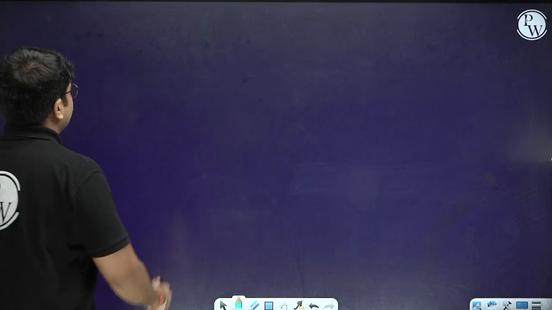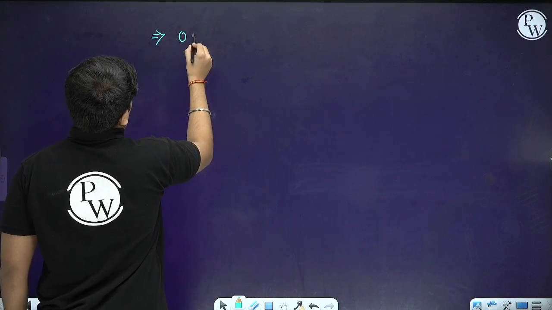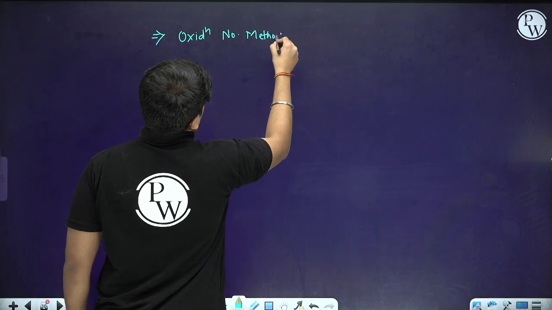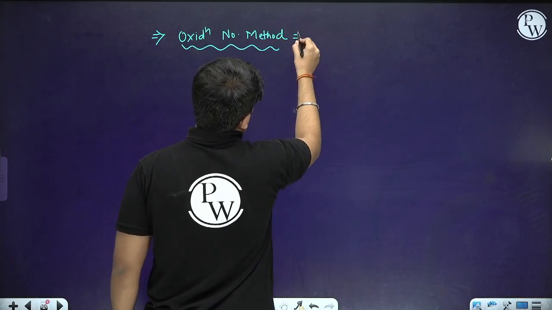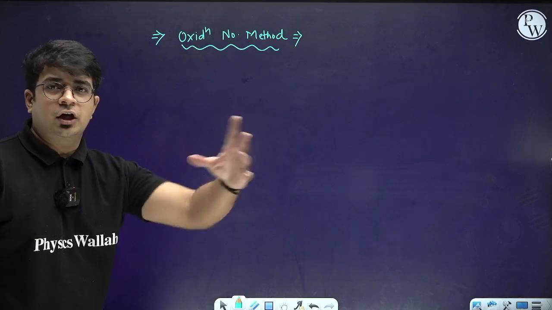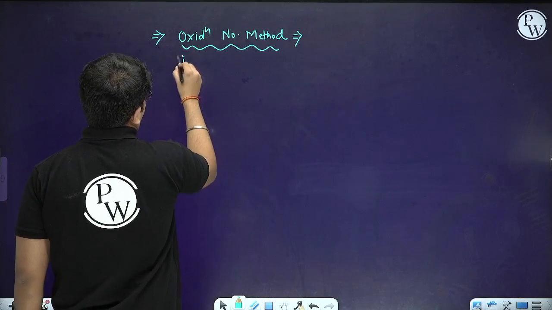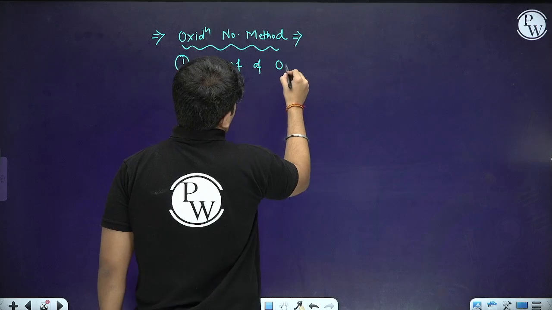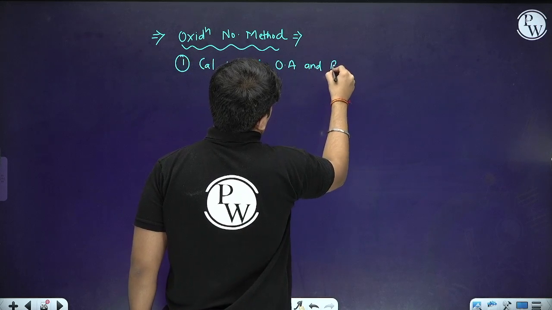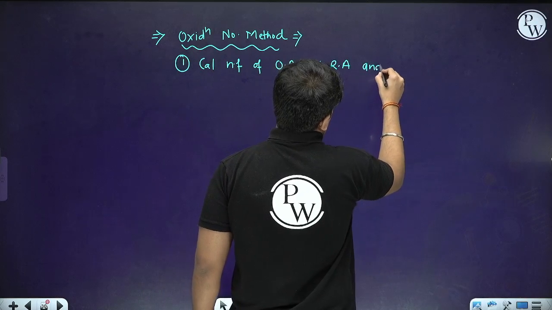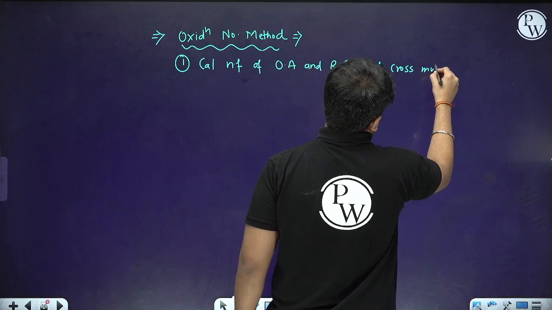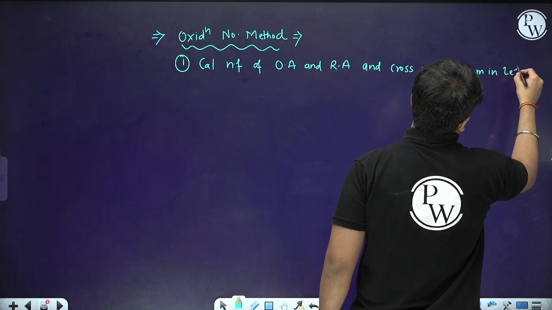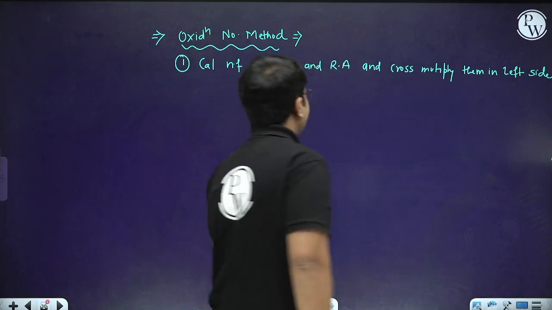Now if I talk about the oxidation number method, it's going to be very, very easy. Literally a very easy part. You just have to calculate the N factor. So what you have to do? First step, calculate the N factor of the oxidizing agent and reducing agent and cross multiply them on the left side only, which is the reactant side only.